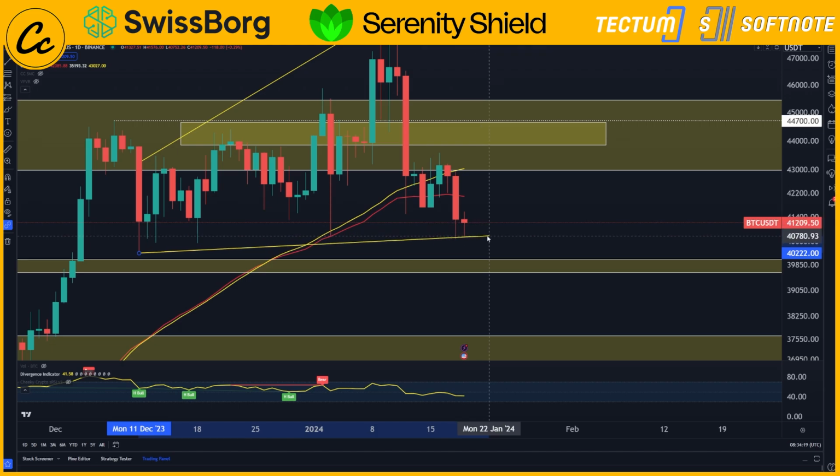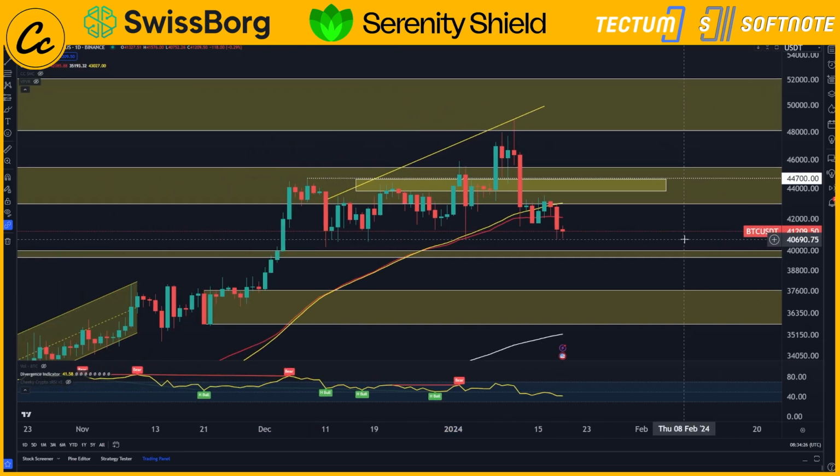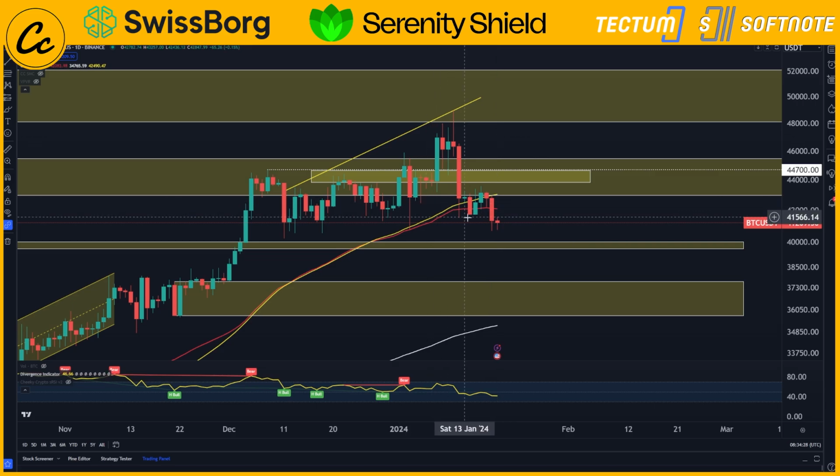Ultimately, it doesn't really matter because I'm looking at this lower trend line here. It's just been an incredibly weak one. In fact, I probably will just remove it for now because it's not really serving much of a purpose for us anymore.